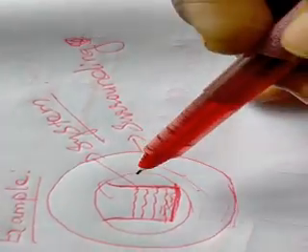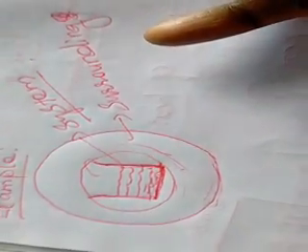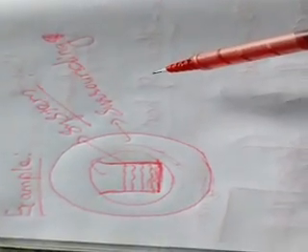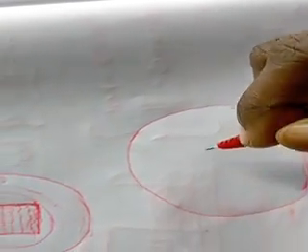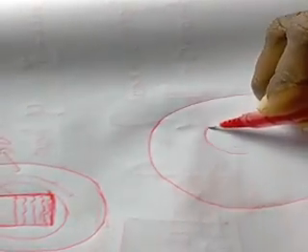Here is another example for system and surroundings. You consider this a universe, and now take a balloon filled with some air.